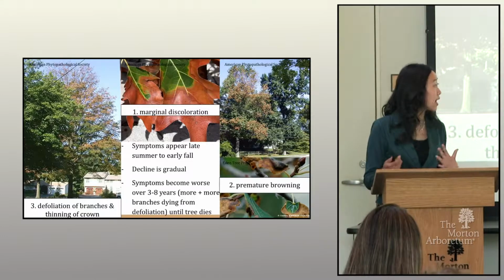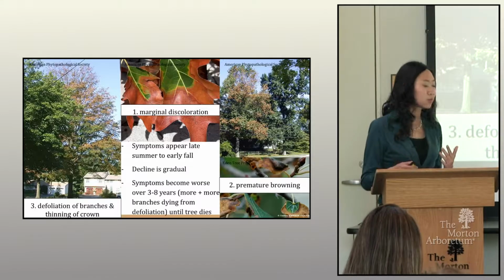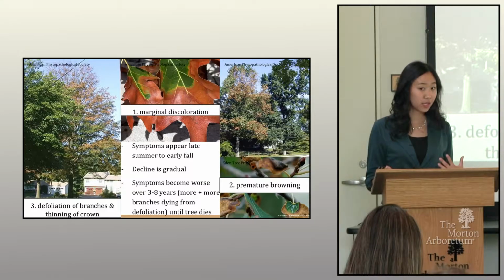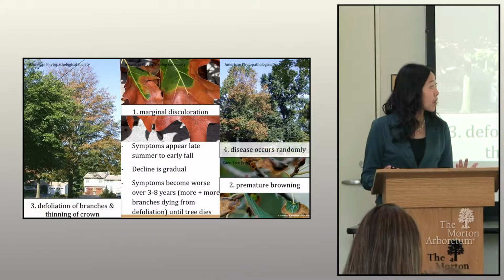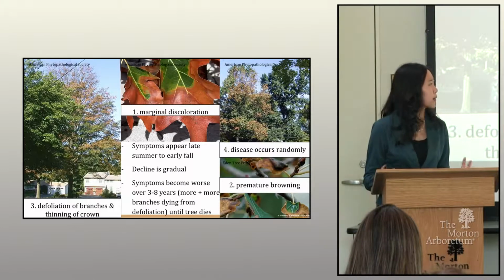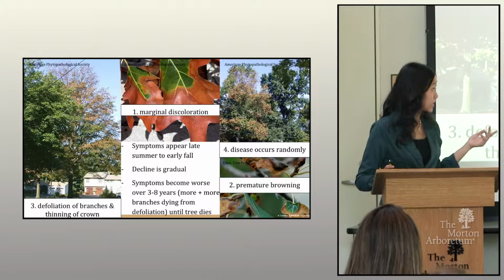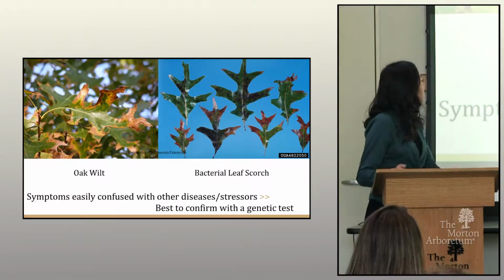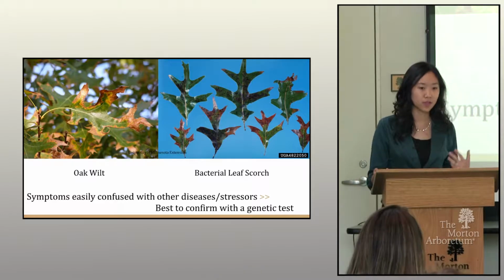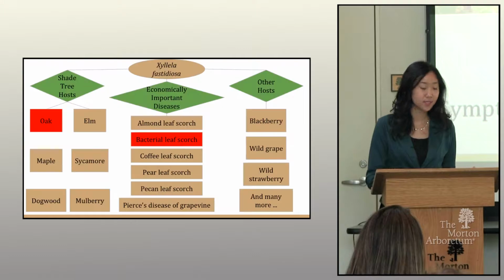So, like I said before, decline is very gradual. The symptoms become worse over the span of 3 to 8 years, with more and more branches dying from defoliation, until finally the tree succumbs to the infection. And within populations of trees, the disease also seems to occur very randomly. Like you can see in that picture, the tree on the left is affected, but its neighbor is perfectly fine. Symptoms are easily confused with other diseases and abiotic stressors, so it's best to confirm with a genetic test.